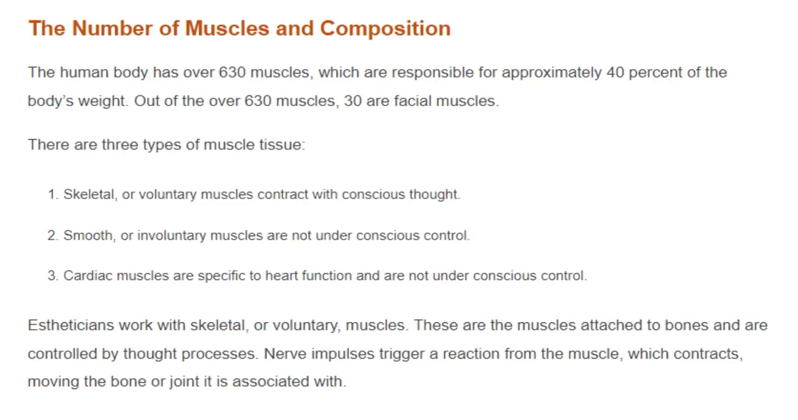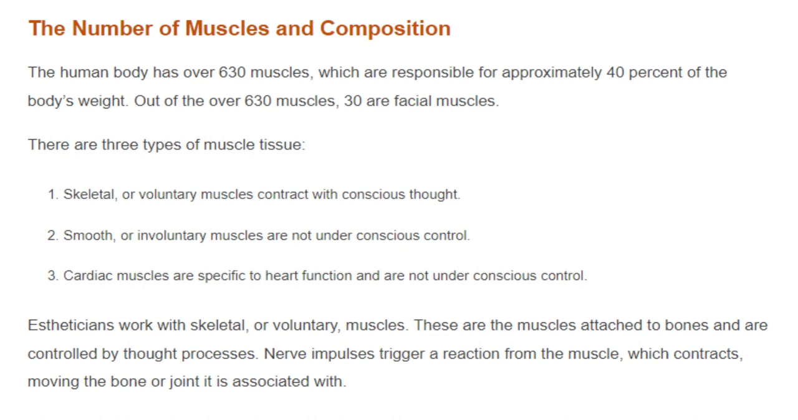The number of muscles and composition. The human body has over 630 muscles, which are responsible for approximately 40% of the body's weight. Out of the over 630 muscles, 30 are facial muscles. There are 3 types of muscle tissue. Skeletal, or voluntary muscles contract with conscious thought. Smooth, or involuntary muscles are not under conscious control. Cardiac muscles are specific to heart function and are not under conscious control.